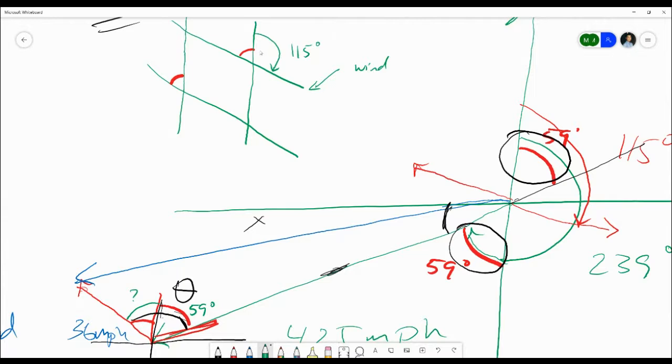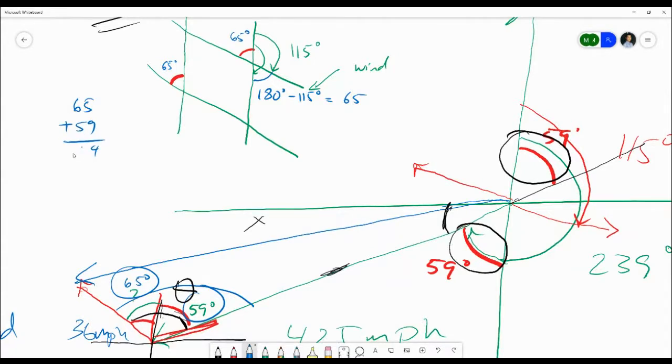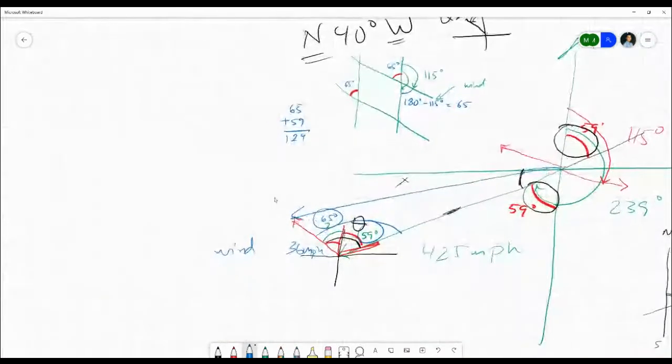Now, if I know from here to here is 180 degrees, then I can find out what this angle is equal to, which is 180 degrees minus 115 degrees. So that's 65. That means this is 65. Now I can add these two together to find out this angle here. So 65 plus 59, 124. So now I got my angle. Now I can draw my triangle to finish the problem.